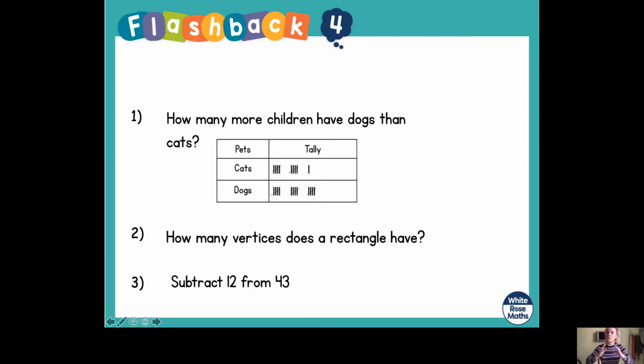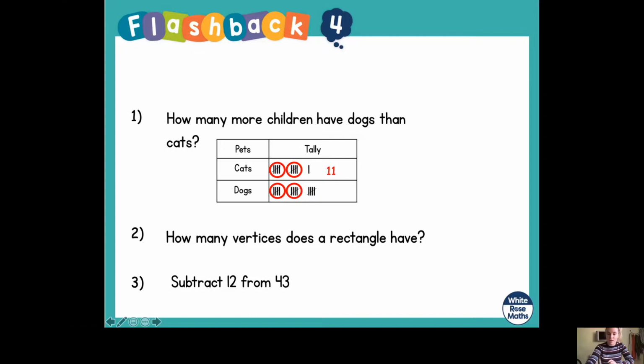Well, number 1, before we answer the question of how many more children have dogs than cats, let's work out how many children have cats and how many children have dogs. Now, can you see for the tally next to cats, we have 2 of these 4 tally marks with a diagonal line through the last 4 tally marks. Well, what does that diagonal line represent? Yes, it represents the 5th child who has a cat, doesn't it? So therefore, we can count in 5s. We've got 5, 10, and then we have the 1 tally mark on its own, which gives us 11. 11 children have cats.